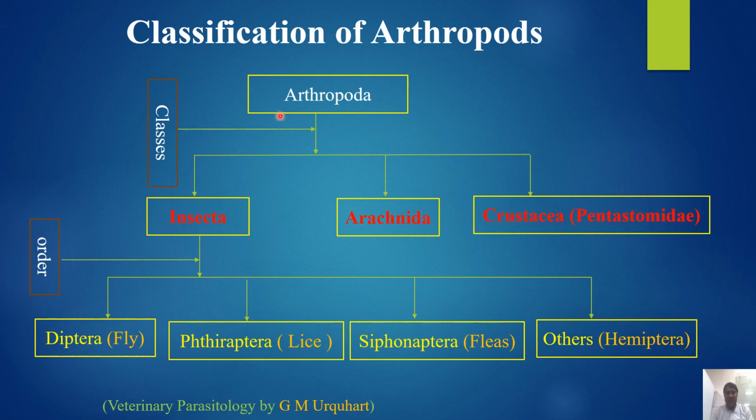So this is the brief sketch of the classification of the arthropods. In the Arthropoda, there are 3 main classes: Insecta, Arachnida, and Crustacea or Pentastomida. The Insecta have the following orders: Diptera, which has the flies, Phthiraptera, which has the lice, Siphonaptera, which has the fleas, and others such as Hemiptera.